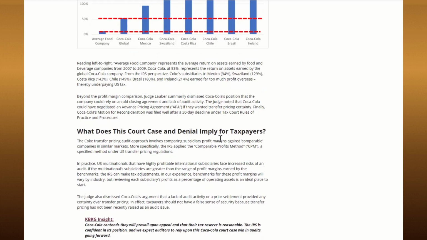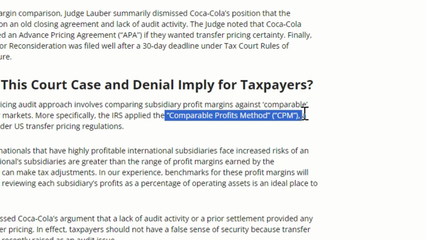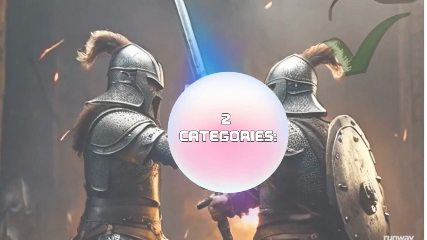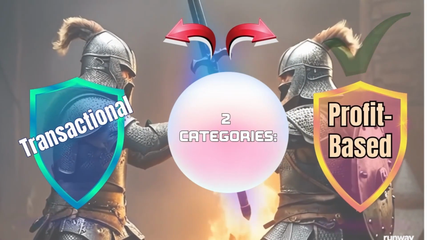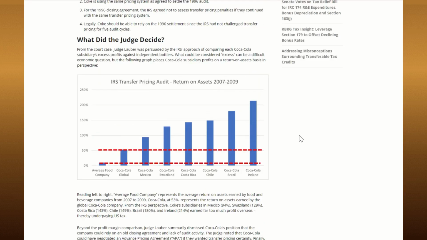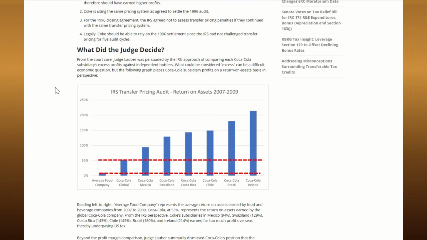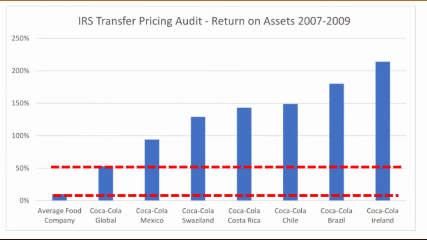And I don't know, unfortunately, exactly where the article derived this from. Maybe they read the actual court case, but they said that the IRS applied the comparable profits method. It falls under the profit-based methods. So you can see in this chart that this article kindly provided the average return on assets earned by food and beverage companies from 2007 to 2009. So Coca-Cola obviously makes more because it's Coca-Cola. And if you look at all these affiliates and subsidiaries, they make significantly more than Coca-Cola itself, and obviously a whole lot more than an average food company.